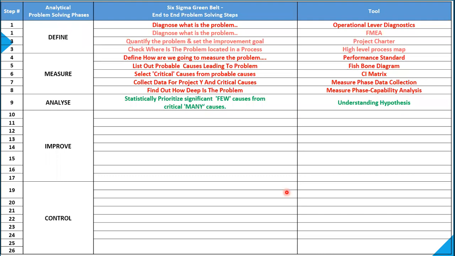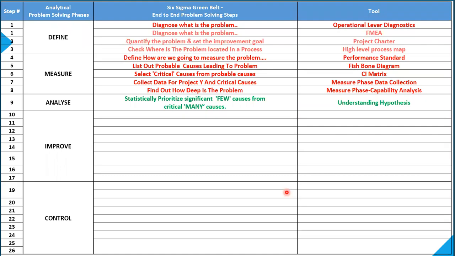Once that is done, we are done with the define phase, where we did two things. One, we tried to find out what is the key problem to work upon. And second, where the problem is exactly lying in the process. We tried to find it out. Once that is done, we enter into the measure phase.